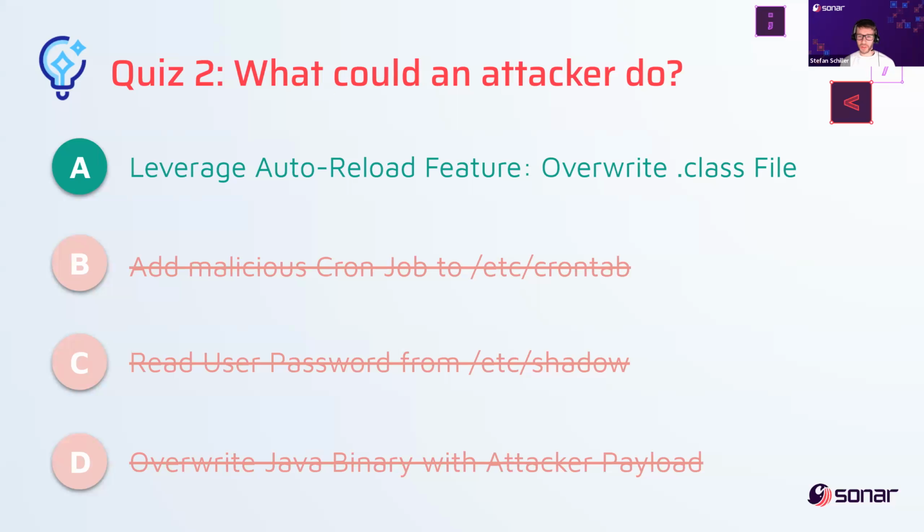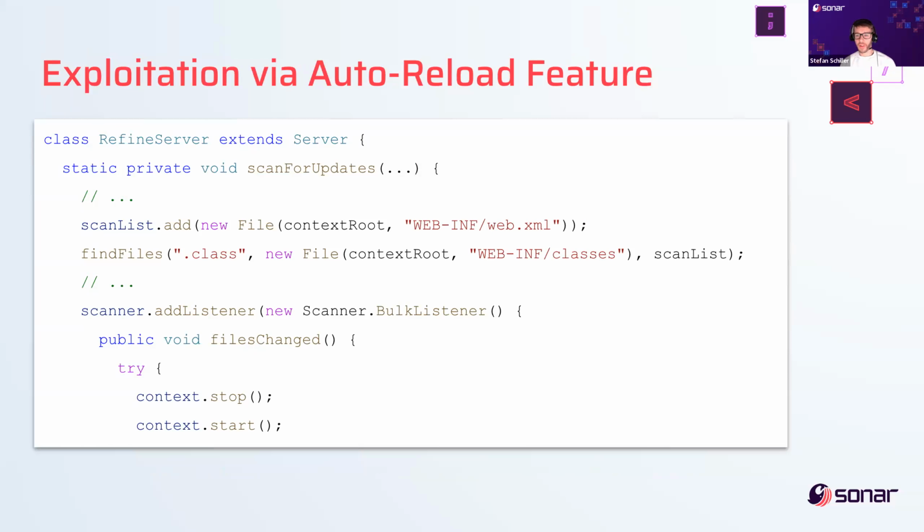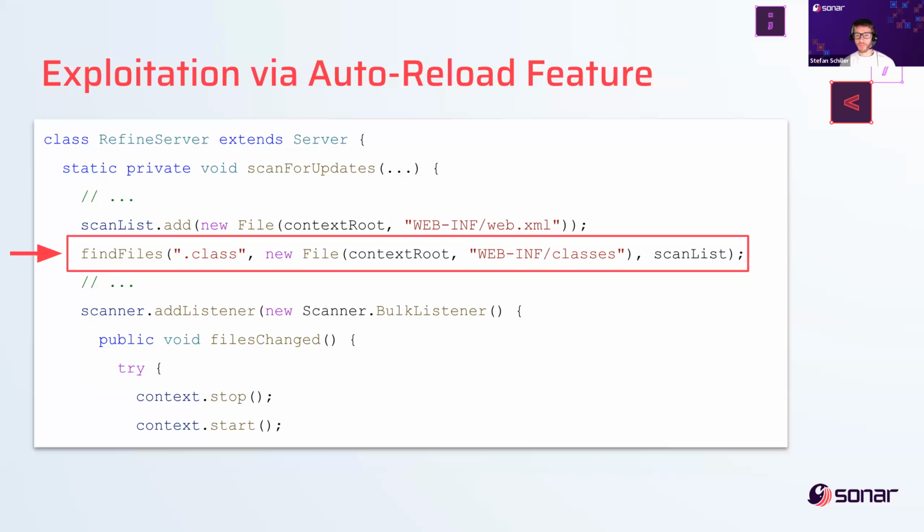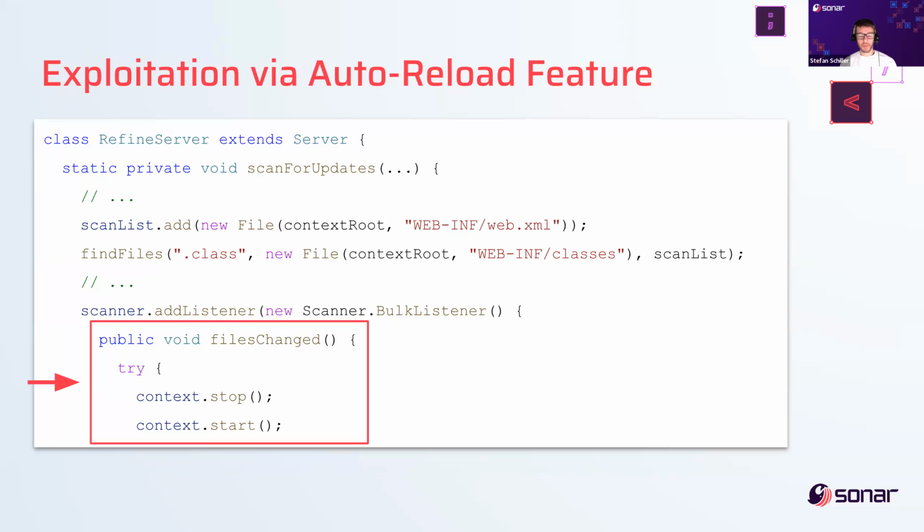So how does this feature work? This method of the refined server class is called scan for updates. It initializes a scanner which monitors the WEB-INF classes folder for changes of any .class files. When a file change is detected, this file's changed method is executed, which restarts the context. This makes the application reload all .class files in the WEB-INF classes folder. So if an attacker overwrites an existing .class file here, the application is restarted and the attacker's .class file is executed. Since the attacker can put any payload in this .class file, arbitrary system commands can be executed.